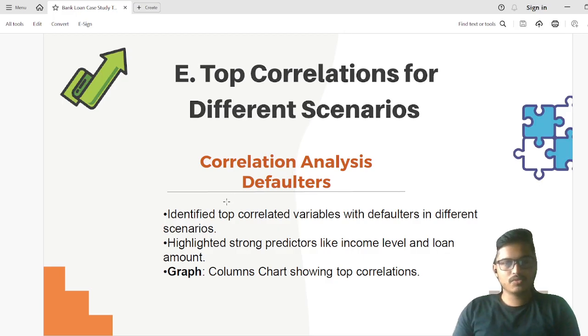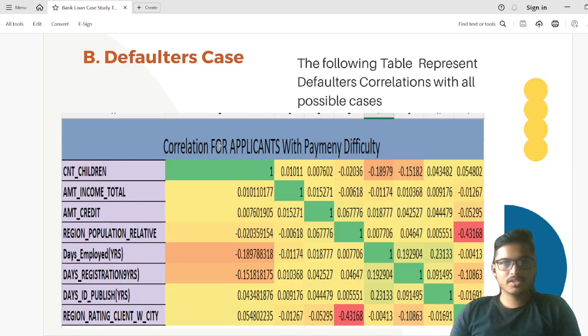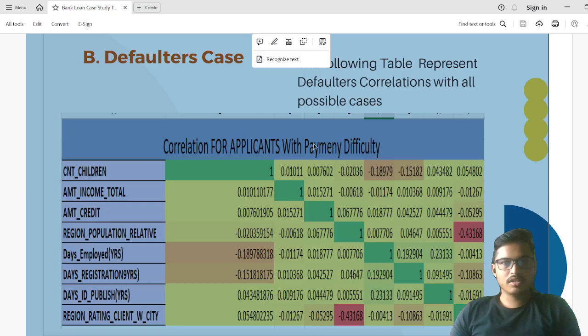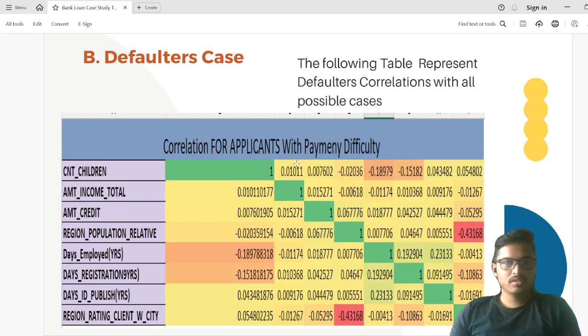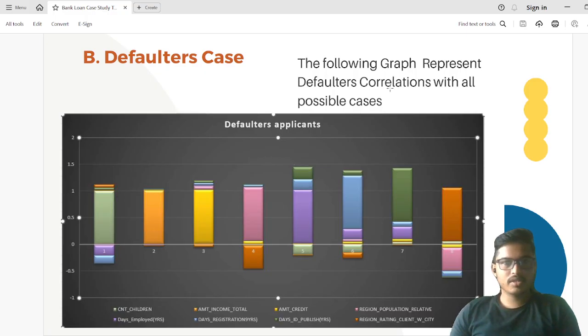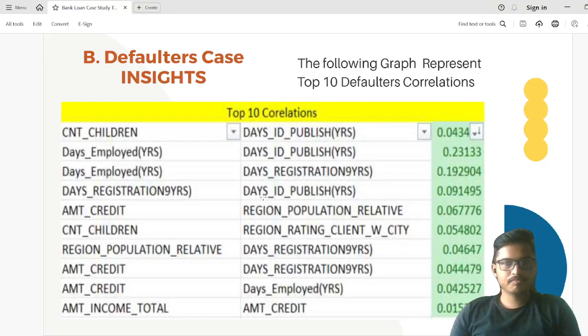This is again useful in identifying the defaulters. So we have identified the top correlation variables with defaulters in different scenarios, highlighting strong predictors like the income level and the loan amount, and the column chart shows the top correlations. These are the tables showing the defaulters correlation with all possible cases, and these are the graphs showing the defaulter correlation with all possible cases. Again, this is an interactive graph, I think, but we have used all kinds of graphs so that the viewer can interact. The following graph represents the top 10 defaulter correlations.